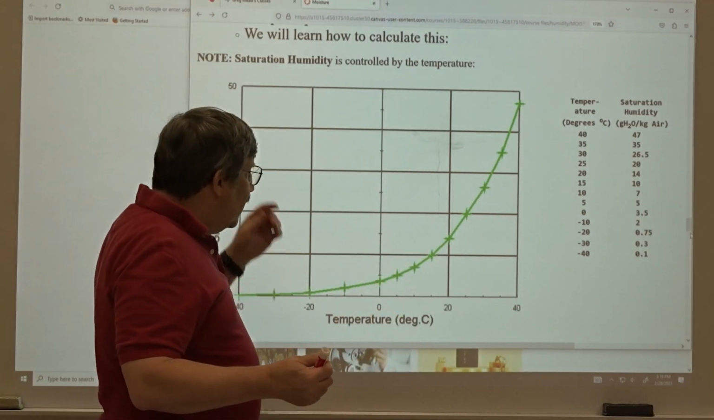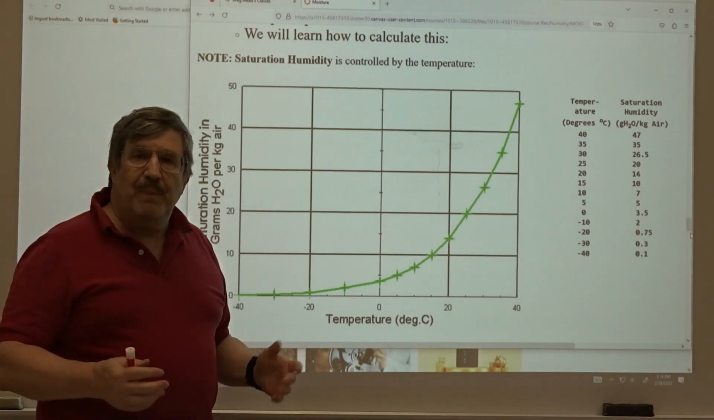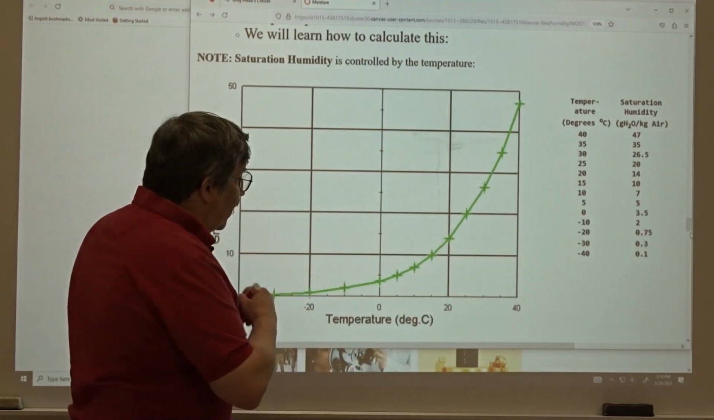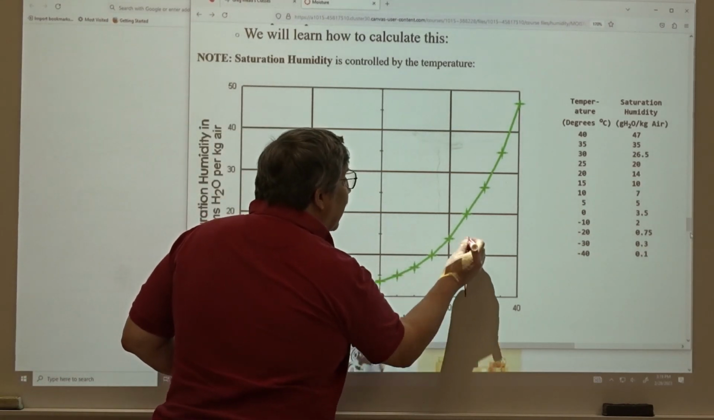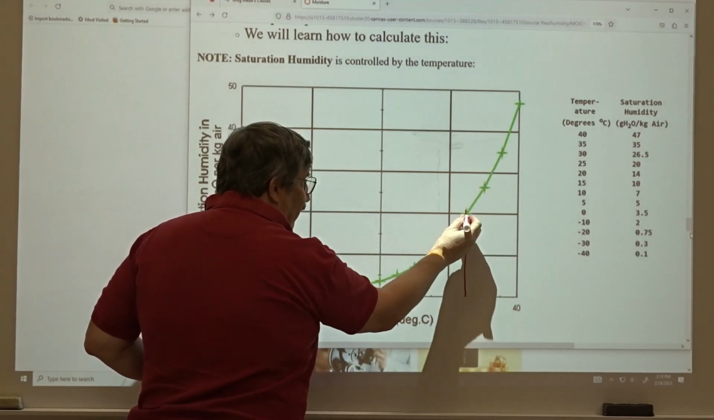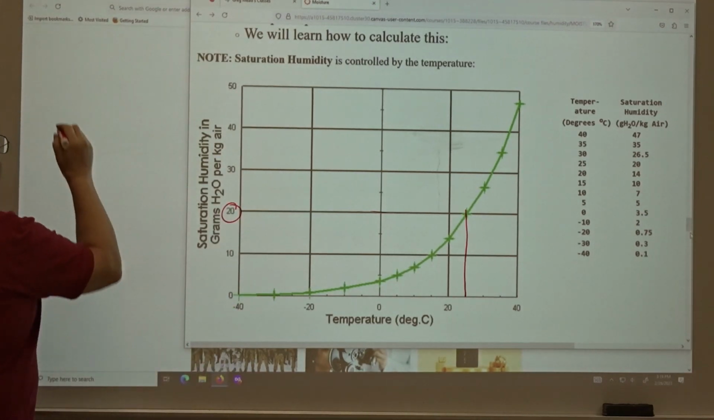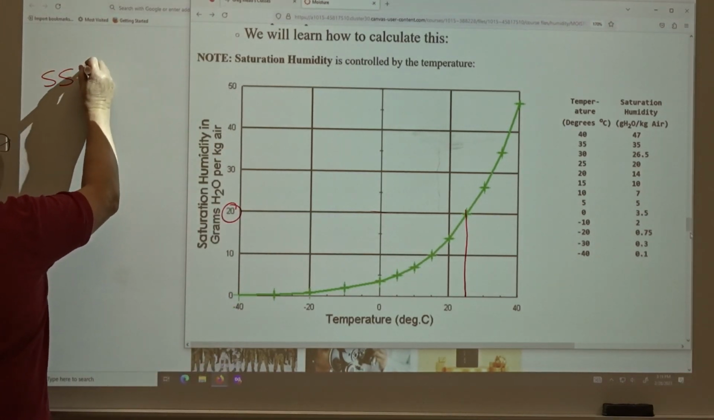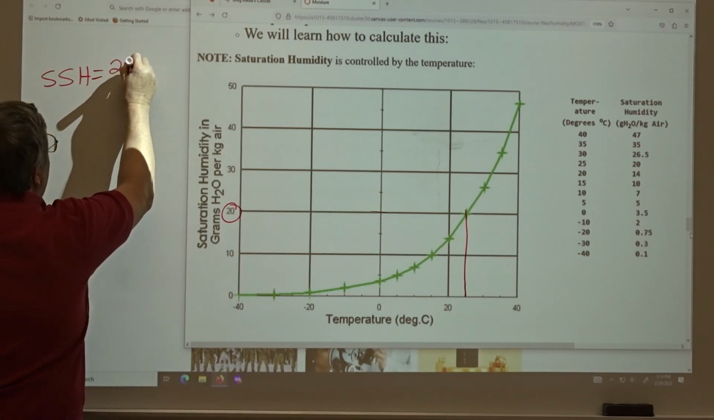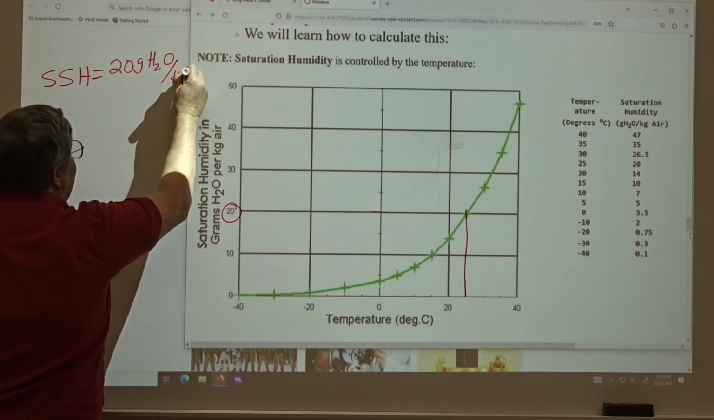So, for instance, if we were asked what is the saturation specific humidity at 25 degrees Celsius, 25 degrees Celsius is right here, we would go straight up to where our vertical line crosses the graph, and then we would go over and we would find that our saturation specific humidity at 25 degrees is 20 grams of water per kilogram of air.